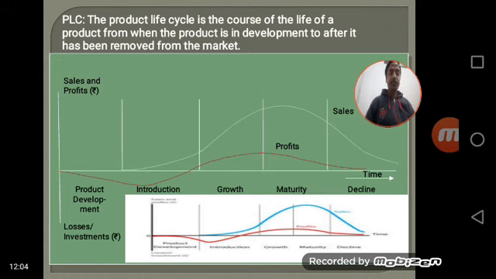So let's see one by one, from the introduction stage to the decline stage. What will happen to sales and profit, what kind of marketing strategy you will adopt, and what kind of pricing factors or pricing strategy you will adopt in your business. So let's see one by one.